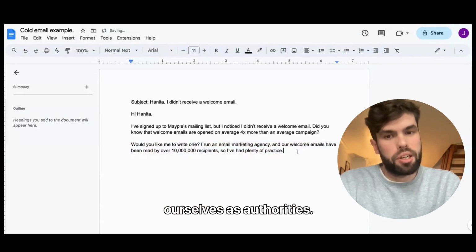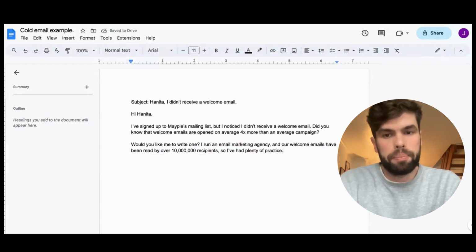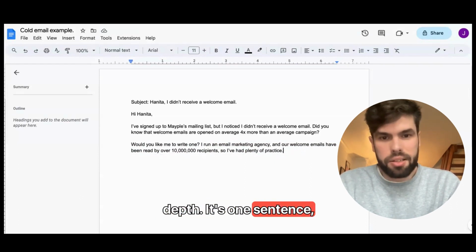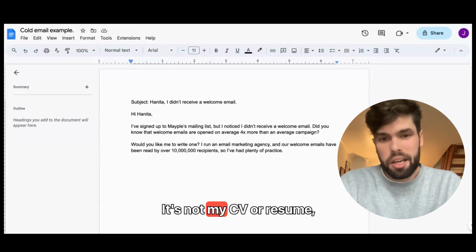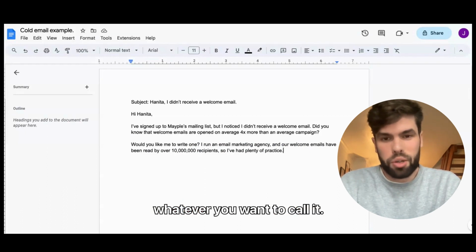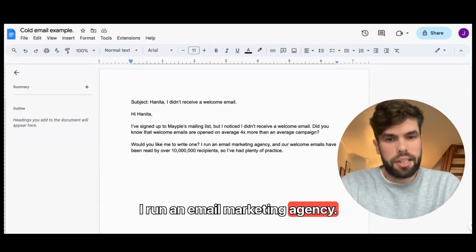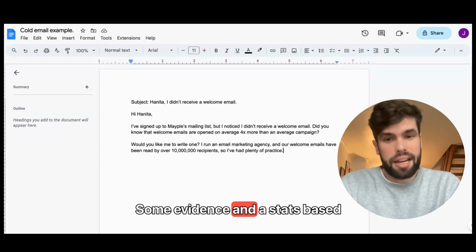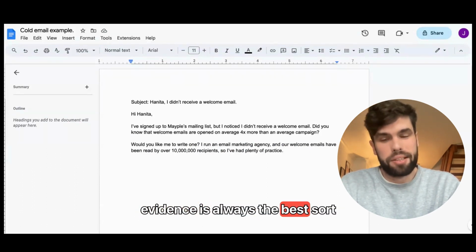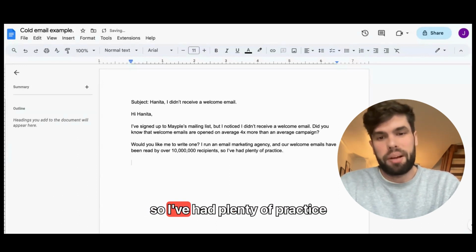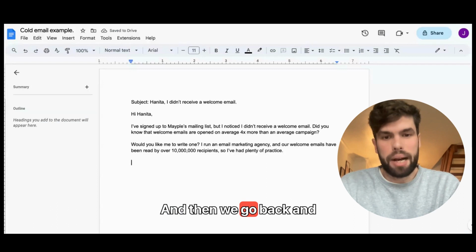This is where we position ourselves as authorities. Again, I haven't gone into too much depth. It's one sentence. It's not a full paragraph. It's not my CV or resume, whatever you want to call it. Instead, it's a quick acknowledgement. I run an email marketing agency. Some evidence, and stats-based evidence is always the best sort of evidence for something like this. So our welcome emails have been read by over 10 million recipients, so I've had plenty of practice, and that's it. And then we go back.